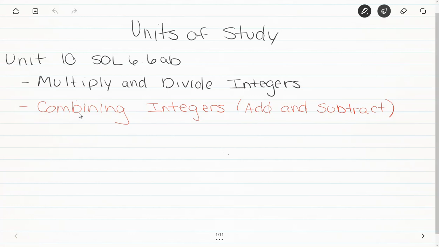In this video, we're going to review combining integers. So do me a favor, at the front of your notebook, add in a piece underneath Unit 10 that says combining integers. I wrote it in red here for you. And then go ahead and turn in your notebook until you run into a blank page and we'll get started with our lesson.